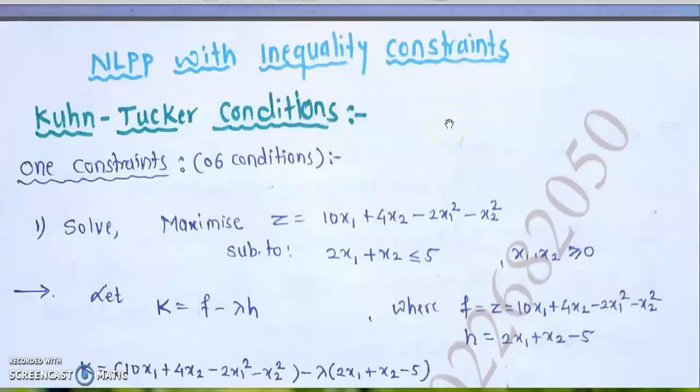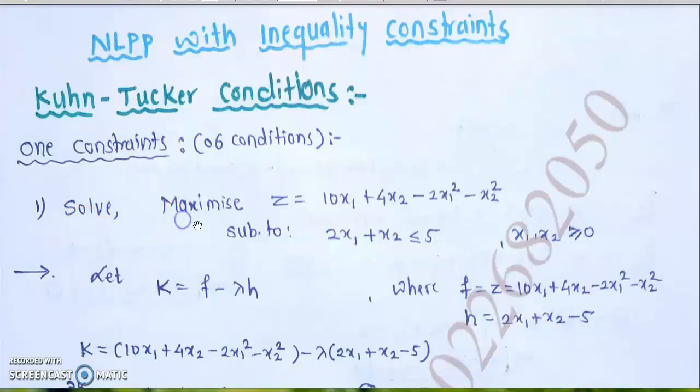Now let's move to the next type, that is NLPP, non-linear programming problem with inequality constraints. In the previous two examples, we have seen equality constraints and Lagrange's method was used. Here, for inequality constraints, we have Kuhn-Tucker conditions to solve such problems. There are two types again: one inequality constraint and two inequality constraints. In this lecture, we'll be addressing one inequality constraint. For one inequality constraint, we have 6 conditions called Kuhn-Tucker conditions. With the help of an example, we'll see which are those conditions.